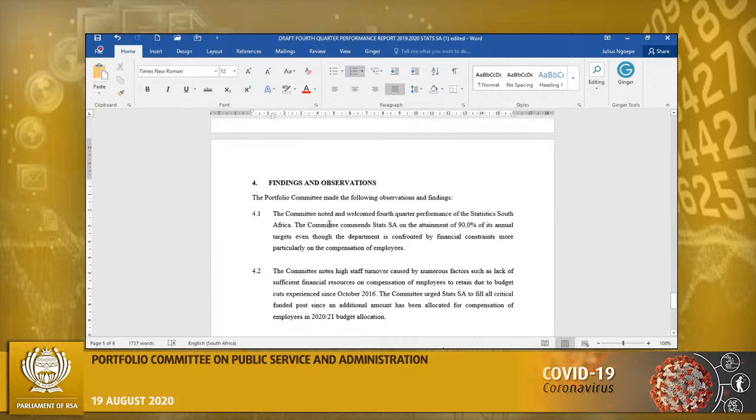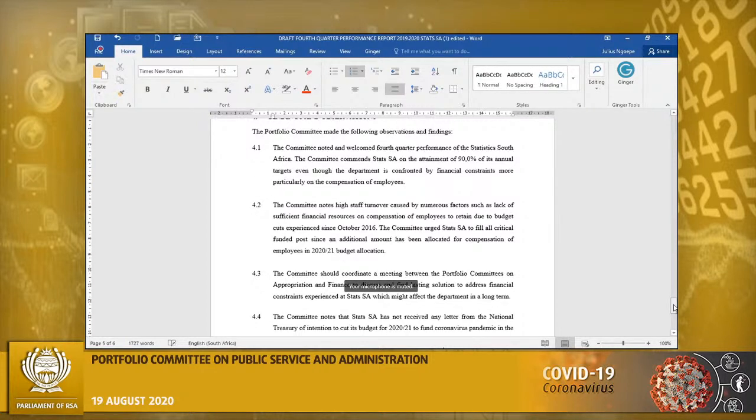The first recommendation reads as follows: that the committee noted and welcomed the fourth quarter performance of Statistics South Africa, and the committee commends SSA on the attainment of 90.0% of its annual targets, even though the department is confronted by financial constraints, more particularly on the compensation of employees. The second one, 4.2: the committee notes high staff turnover caused by numerous factors such as lack of sufficient financial resources on compensation of employees to retain staff due to budget cuts experienced since October 2016. The committee urged SSA to fill all critical funded posts, since an additional amount has been allocated for compensation of employees in the 2020-21 budget allocation.